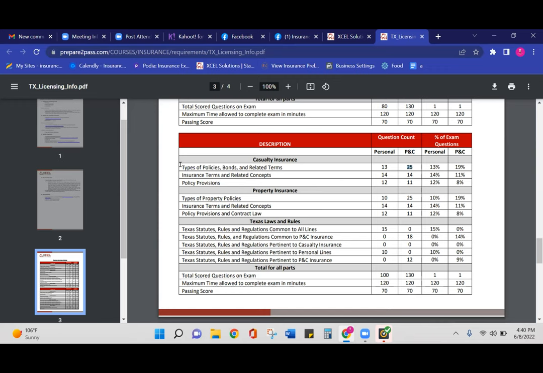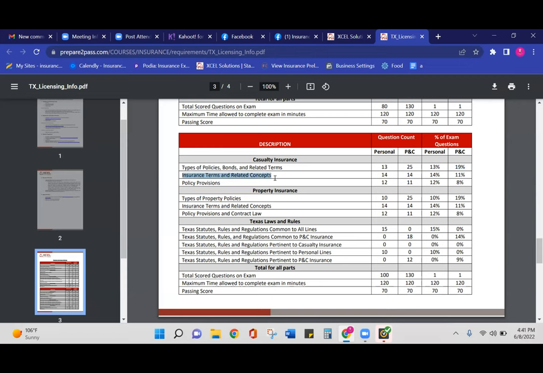So in Texas, you have types of policy, bonds, and related terms. This is casualty. So these are casualty policies. So that means auto insurance, liability insurance, CGL, occurrence versus claims made, things like that. That's the casualty side. Workers' comp is also casualty. So that's the casualty side. In personal lines, you will have 13 questions from that chapter. In property and casualty, you'll have 25. And you can see that that's 13% of the exam in personal, 19% in property.